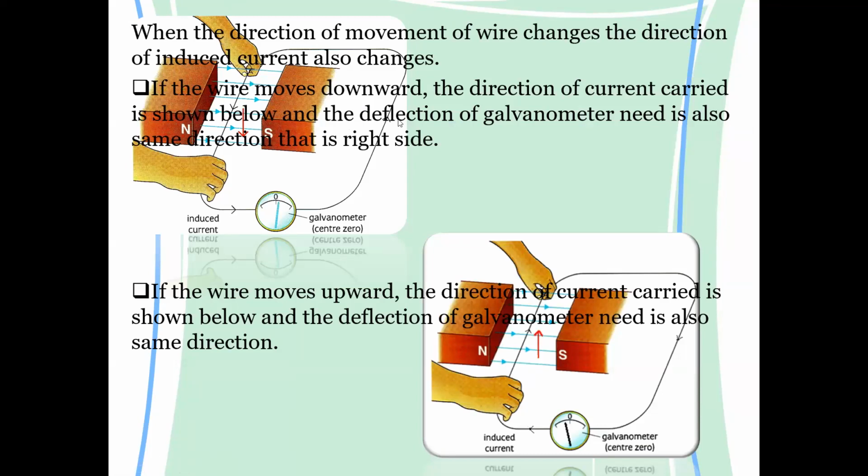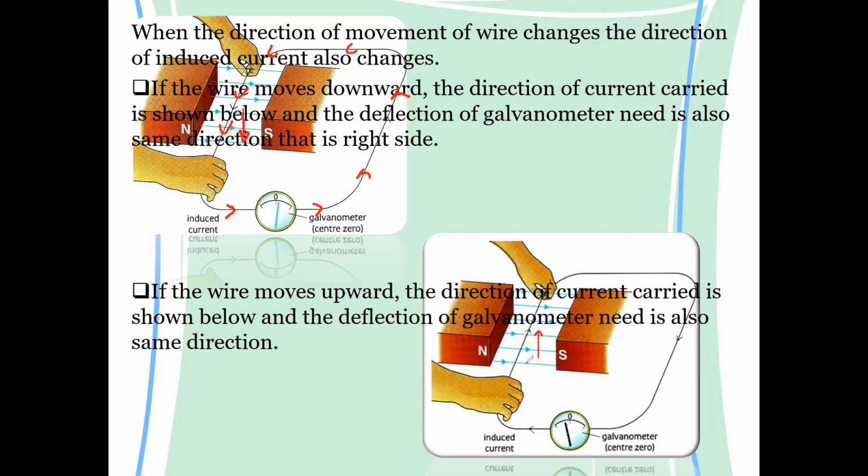The EMF induced depends on two things, like the direction of the movement of the wire. If we change the direction of the movement of the wire, the induced current will also change. For example, first we are moving the wire downward. If we are moving the wire downward, this is the direction in which the current is induced. How to find the direction of induced current, we will do in the next slide. So if we are moving the wire downward, the current is induced in this manner.